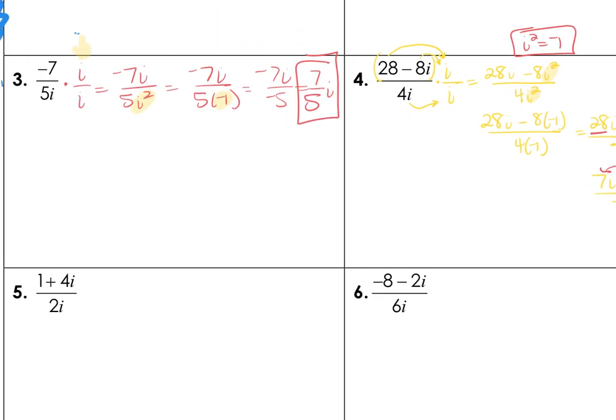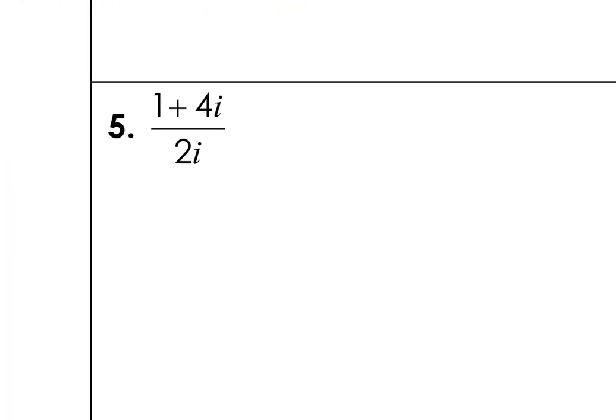So let's take a look at number 5. Same stuff, guys. You can't have an i at the bottom. So I'm going to begin by multiplying top and bottom by i. I'm putting parentheses around that numerator because I have to distribute. 1 times i is i. 4i times i is 4i squared. At the bottom, 2i times i is 2i squared.